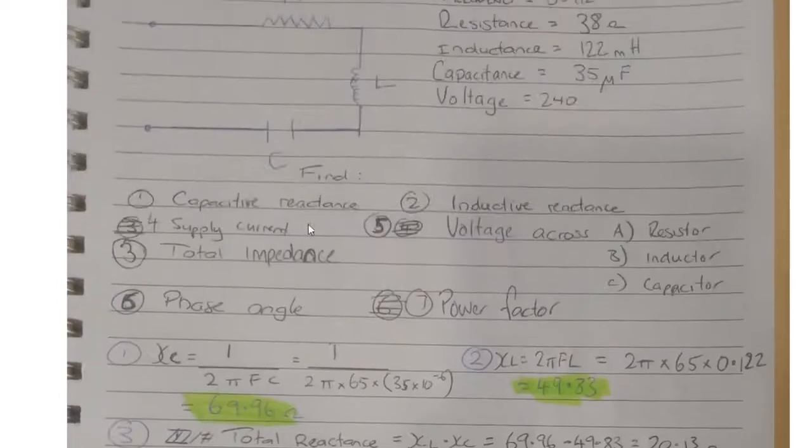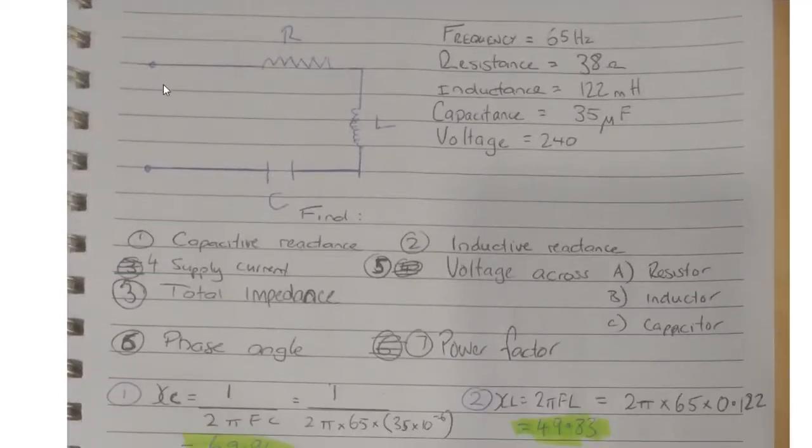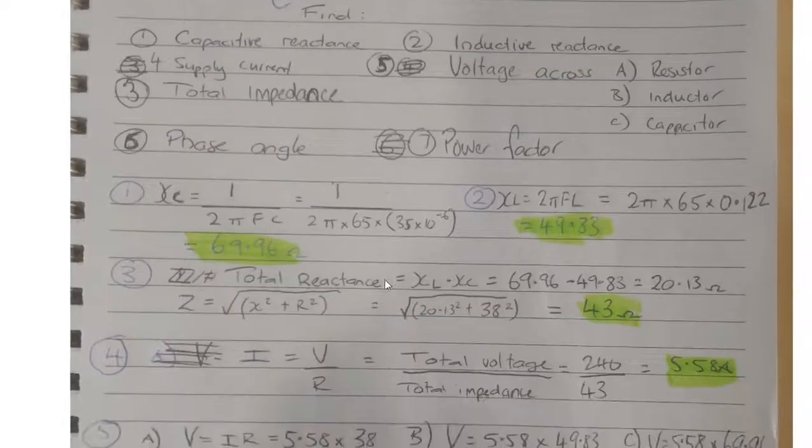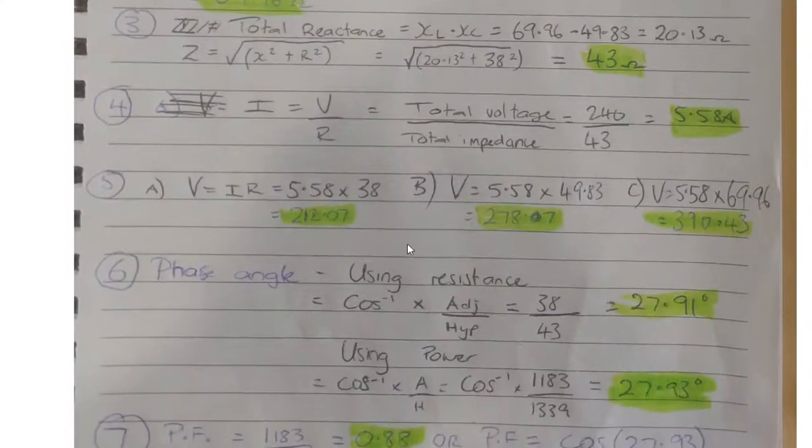It's my supply current. Now in a series circuit, current is going to be the same at every point. So if I measure the current here, the input current, 5.58. If I measure the current in that resistor, 5.58. I measure it in the inductor, same. Capacitor, same. On the output, same. 5.58 amps everywhere on that circuit.